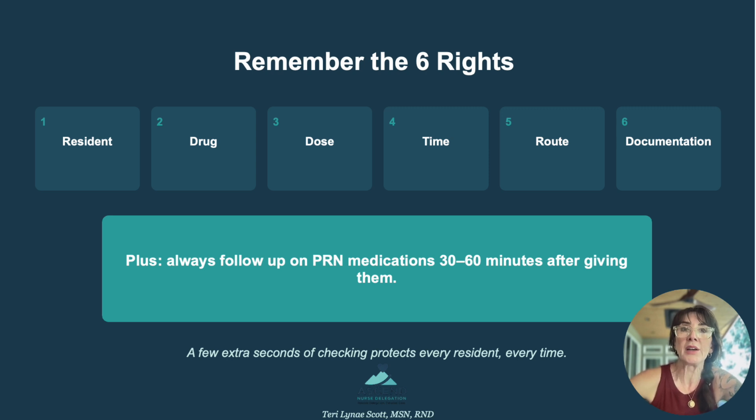Okay, so let's recap. Right resident, right drug, right dose, right time, right route, and right documentation. And always follow up on a PRN medication 30 to 60 minutes after, and always call your delegating RN when something falls outside of what you expect.